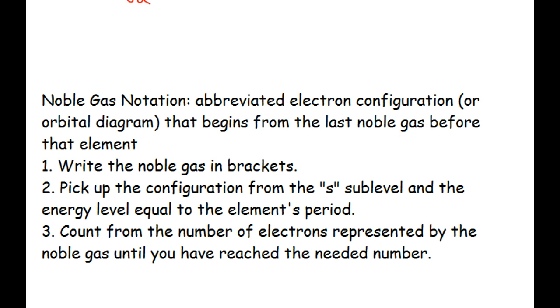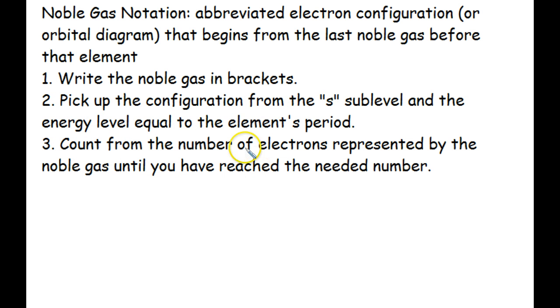So in the case of manganese, element number 25, our last noble gas was argon. So what we would do is write argon, or Ar, in the bracket. And remember, that represents 18 electrons. And then how do you know where to pick up? Fairly easy. You look at the row that the element is on, and manganese is on row 4, or period 4. And then you pick up from the s sublevel. So we would pick up from the 4s.